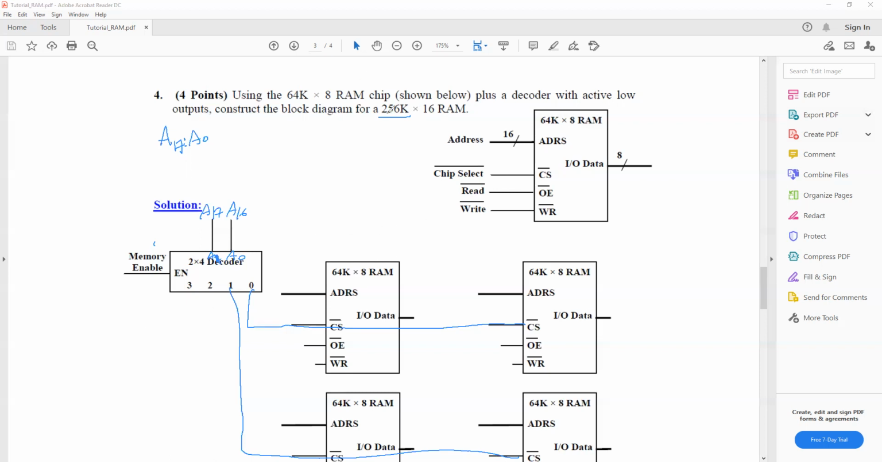Now you were able to build 256K words out of 4 64K words.